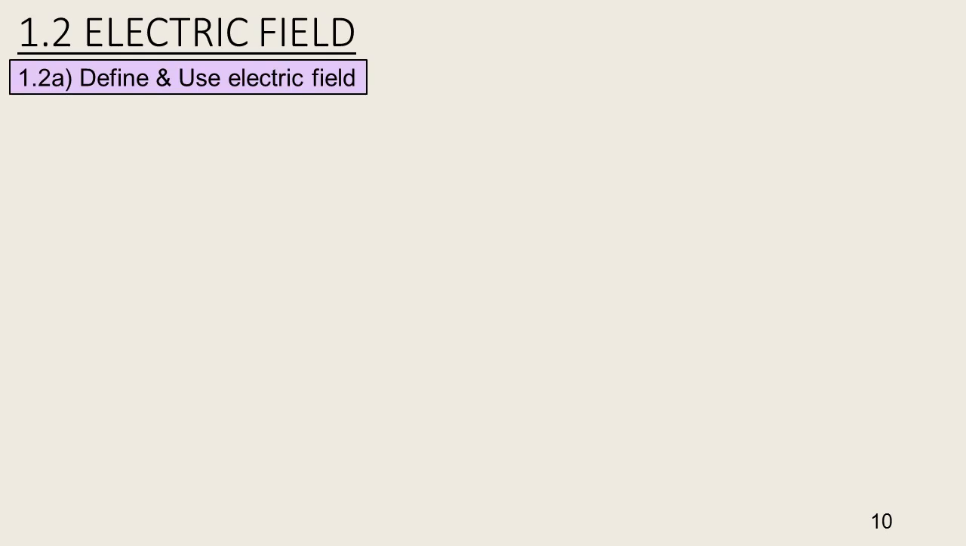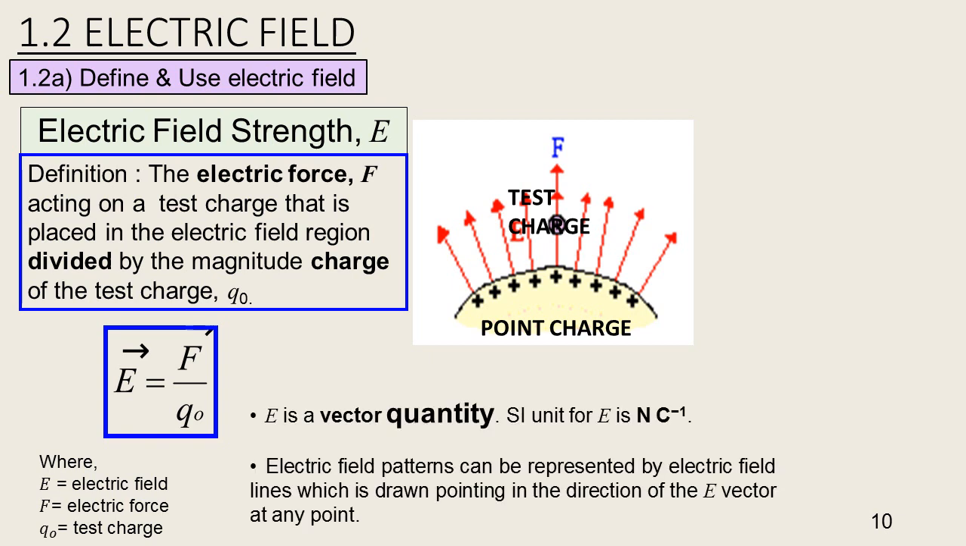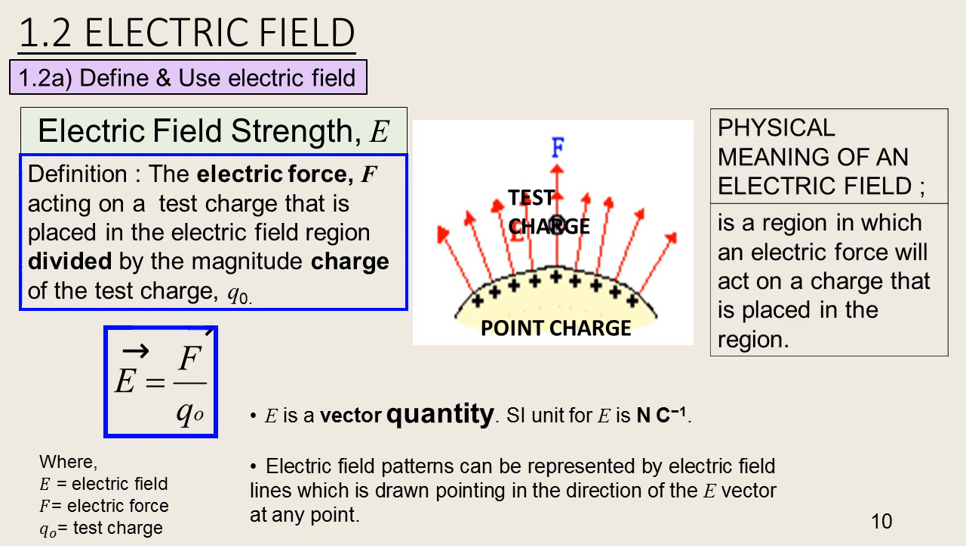1.2 Electric field. 1.2a Define and use electric field. So electric field strength E definition: the electric force F acting on a test charge that is placed in the electric field region divided by the magnitude charge of the test charge Q naught. So electric field E is F over Q naught. E is a vector quantity. The SI unit for E is Newton per coulomb.